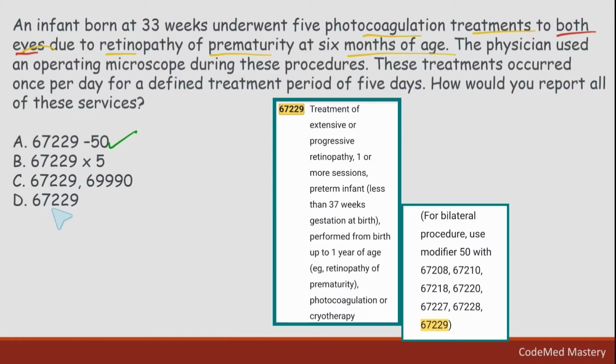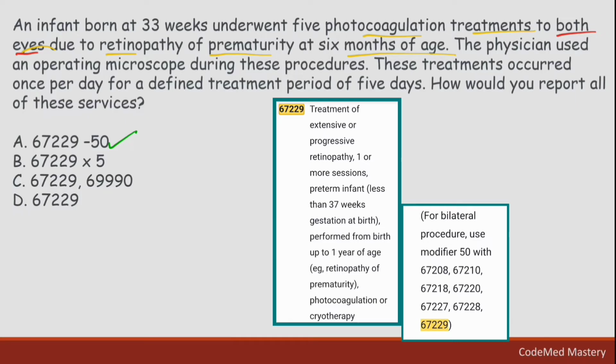In option B, C and D, you cannot say modifier 50. So you can directly eliminate those options. In option B, they have multiplied the code 67229 5 times. We are not supposed to multiply this code because in the code description it's given 1 or more sessions, right? So it includes all the sessions. We are not supposed to multiply that.